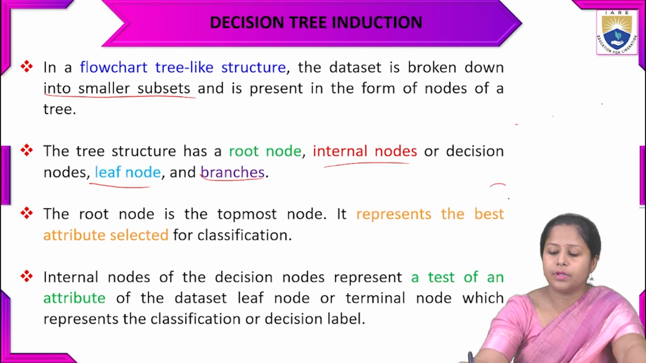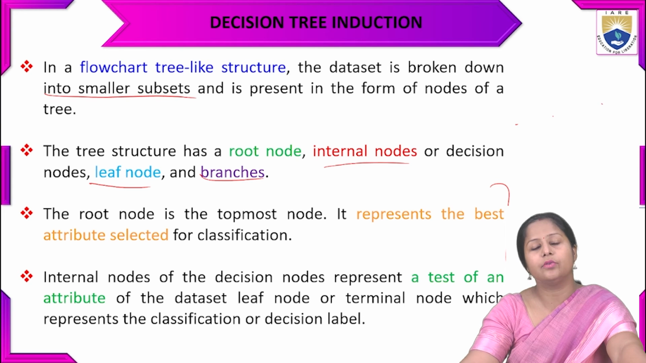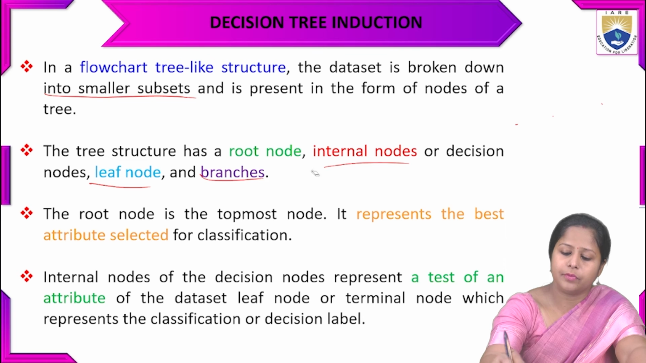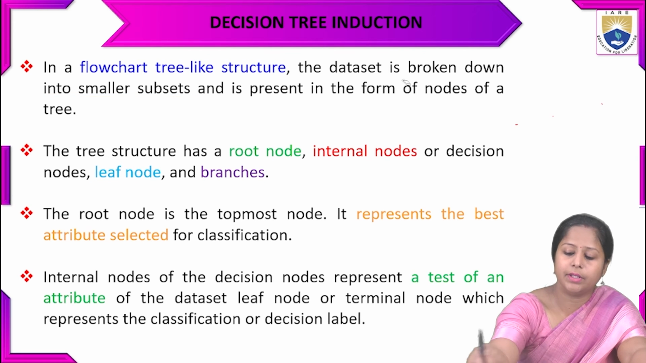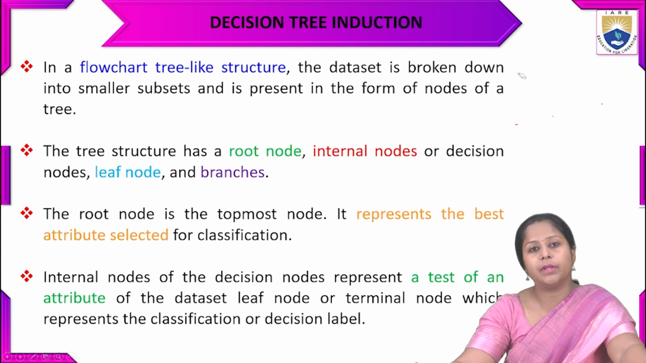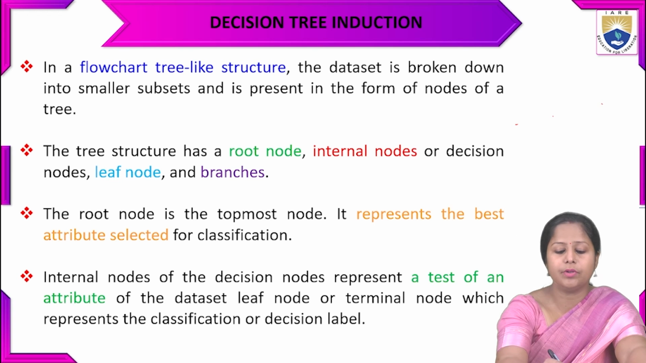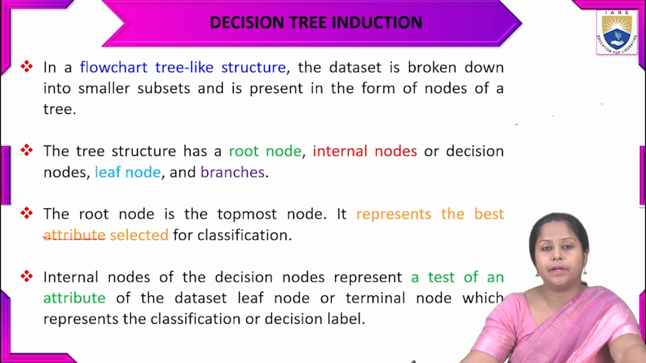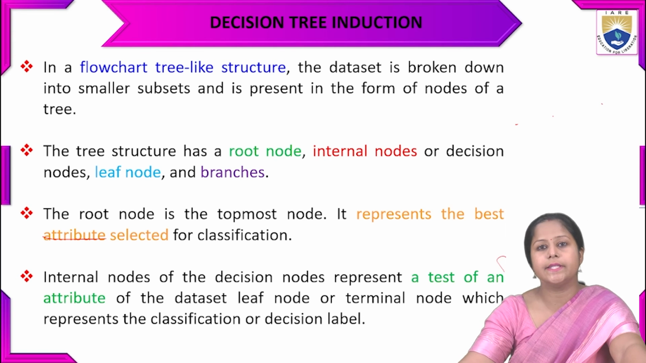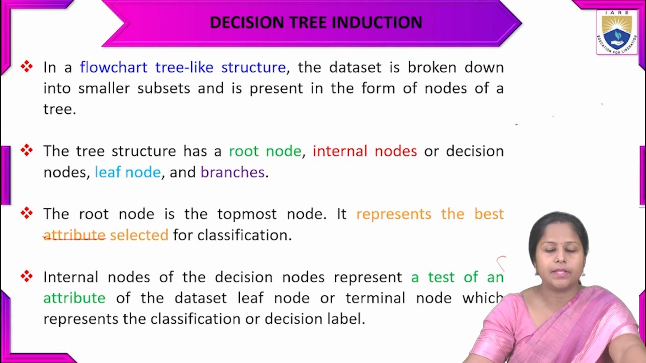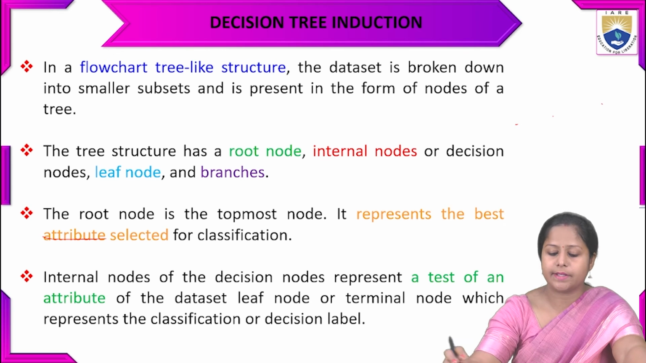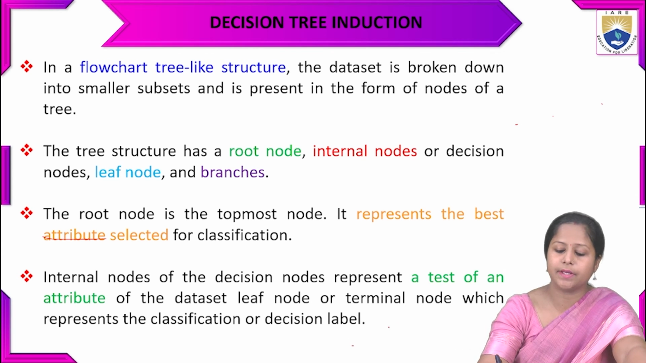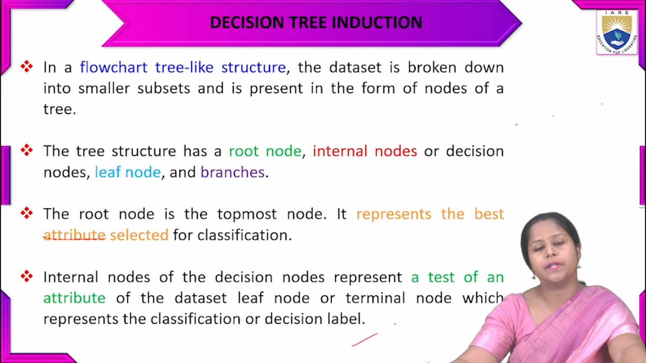The root node is the topmost node and represents the best attribute selected from the training set as the root node. Then the other branches will be splitting. The internal nodes, or decision nodes, represent a test of an attribute of the data set. The leaf node, the terminal node, represents the classification or decision level.